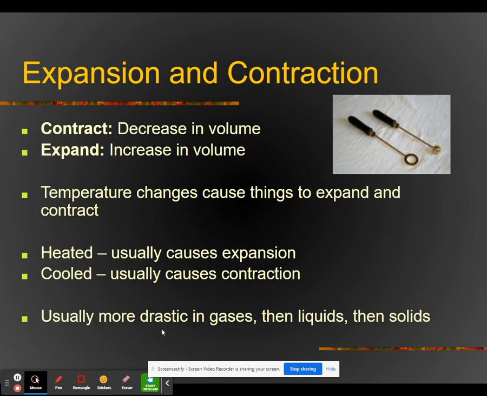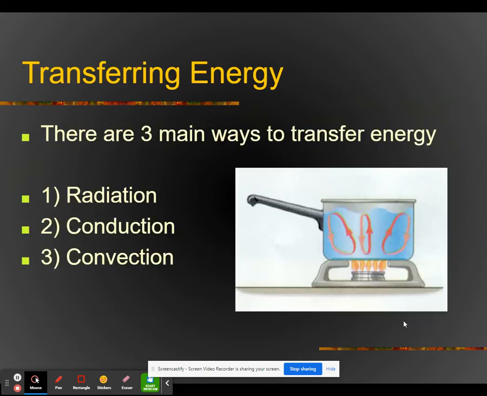It really does work. It's also why our roads crack, unfortunately, in the winter, but that has to do with the phase change of liquid water to solid, which we will probably come back to a little later. This phenomenon where heated things expand and cooled things contract is usually more drastic in gases, a little less drastic in liquids, and solids expand and contract the least based on temperature.